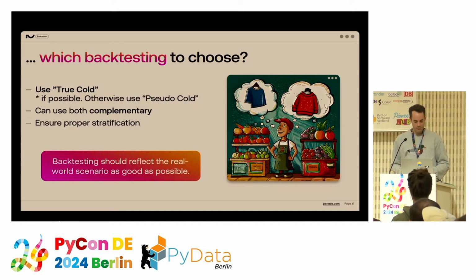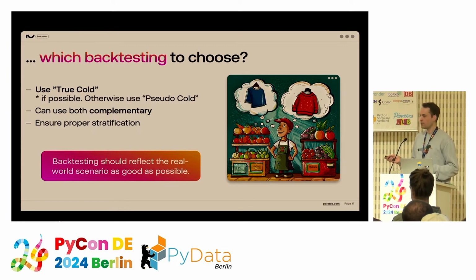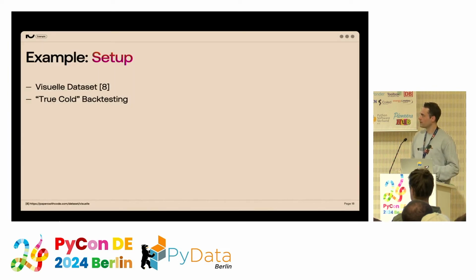Okay, so to the very end, we have seen methods, how we can deal with the cold start. We have seen a few evaluation schemes. How can we judge those methods, how good or bad they are? And we want to jump into a quick example that we did.